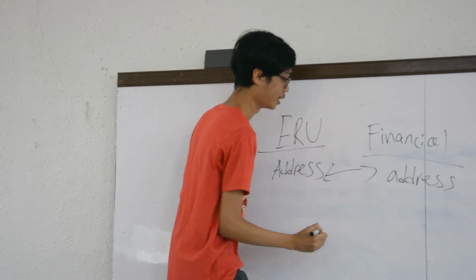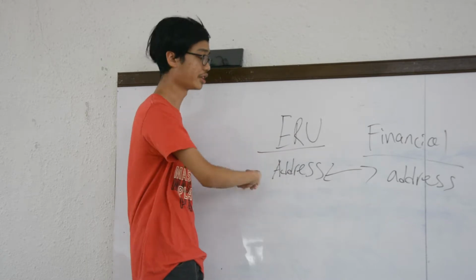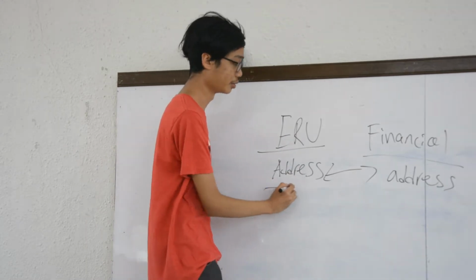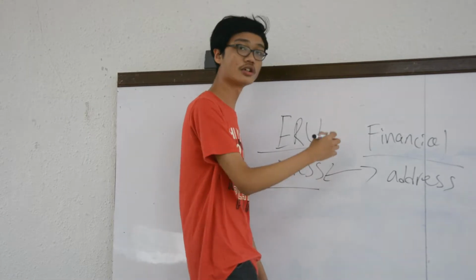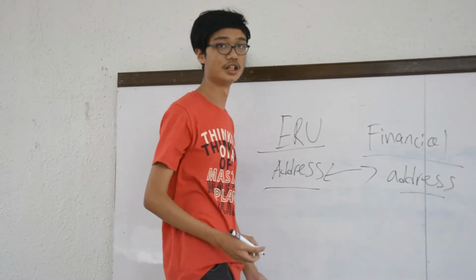But when the student goes to ERU to change the address, because the student is moving out to another location, the address here will change, but they didn't go to the financial side to change the address, which will cause data inconsistency. Now I move on to the data anomalies.